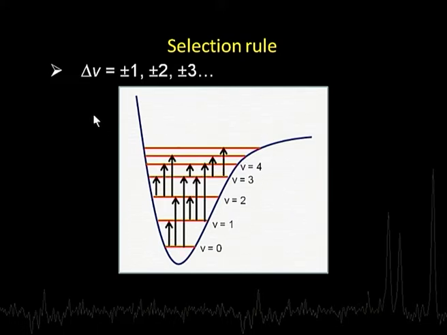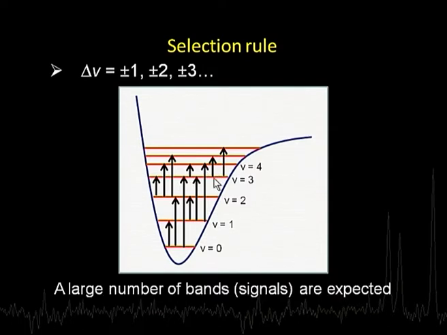If the system to begin with is in the V is equal to 0 level, it can go 0 to 1, 0 to 2, 0 to 3, and so on, or from 1 to 2, 3, and so on. All transitions are possible as per the selection rule. So from any vibrating molecule, we expect a large number of bands, probably infinite, because this number is not limiting anywhere; it goes till infinity. So in principle, any molecule can give us an infinite number of signals, which in fact is not true. So let us see why it is not true.